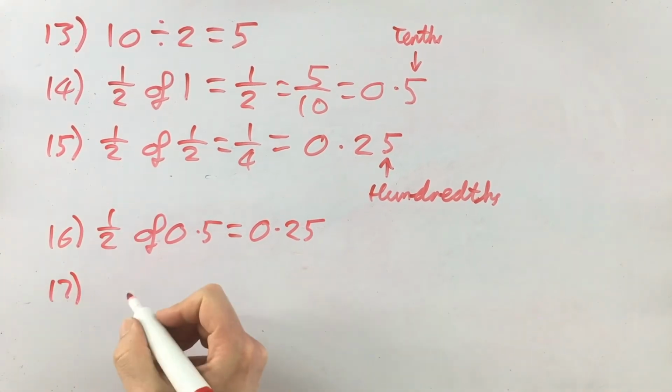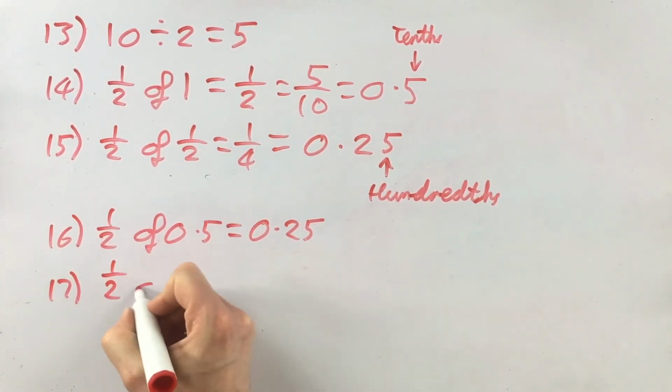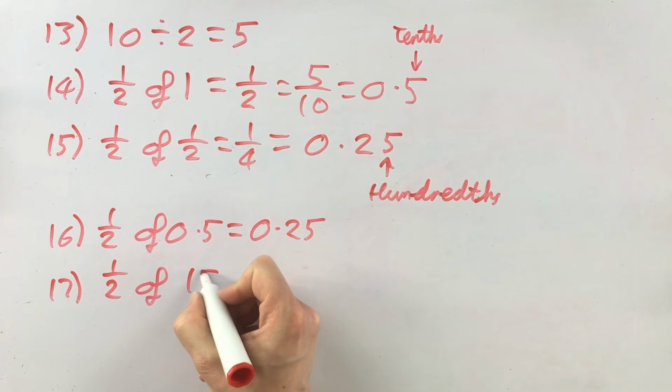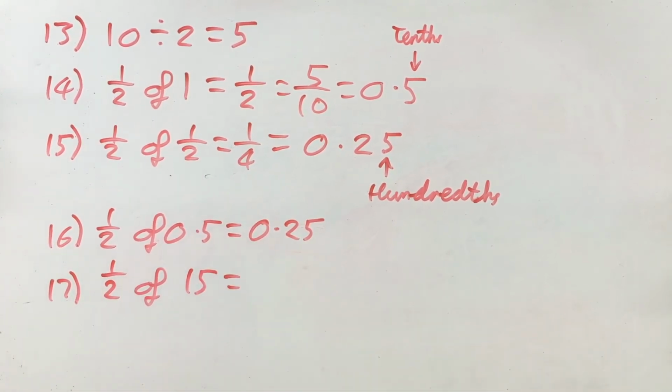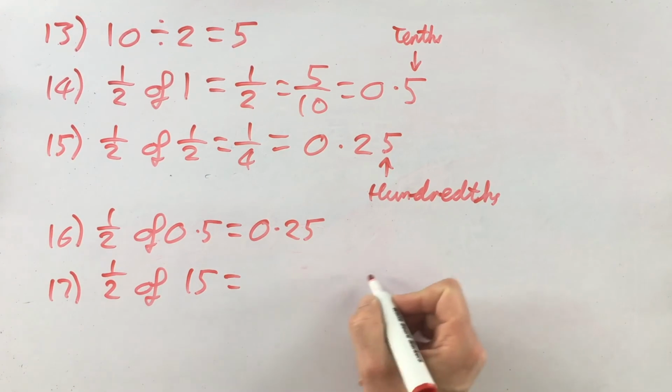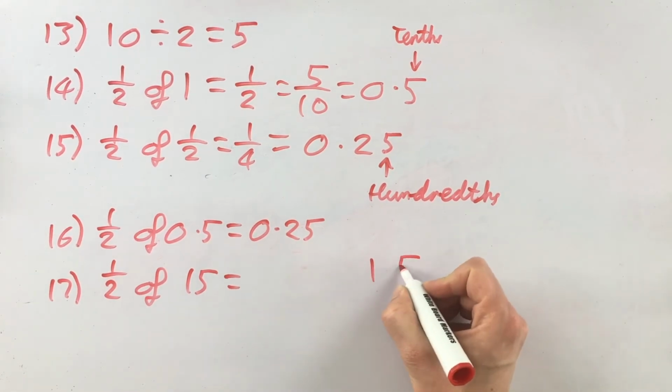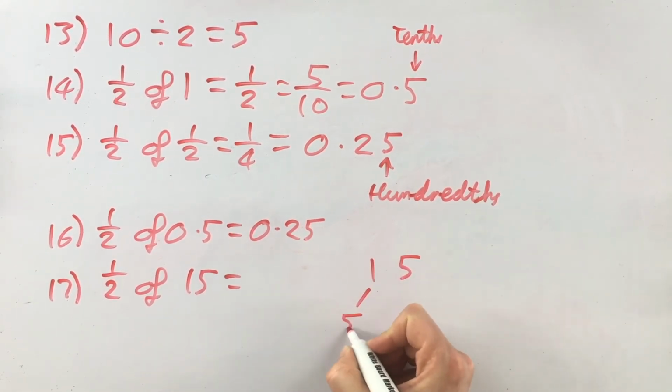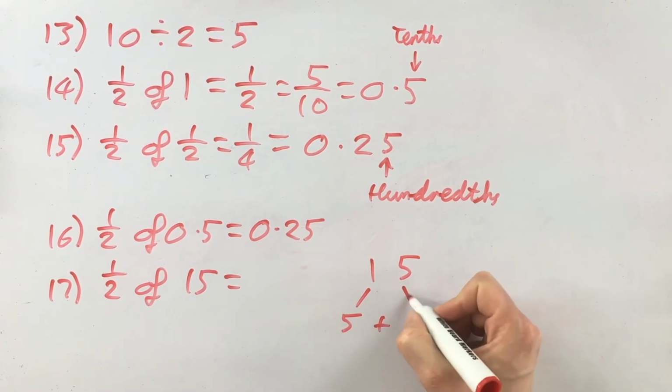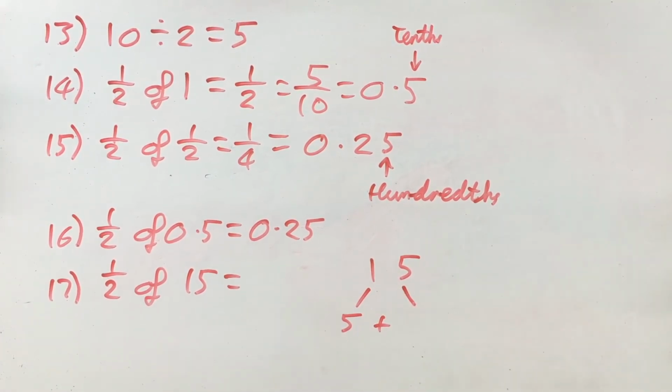Number 17. A half of 15. For this, you just need to know what a half of 10 is and what a half of 5 is. So we'll use a diagram. Half of 10 is 5. But what's half of 5?